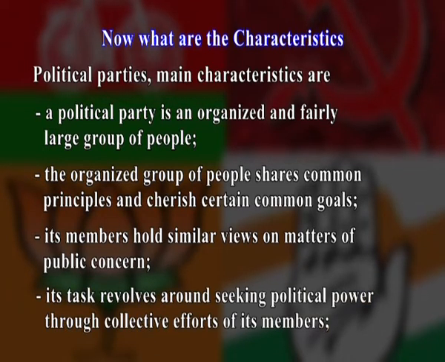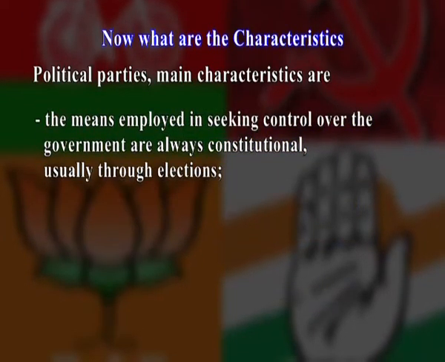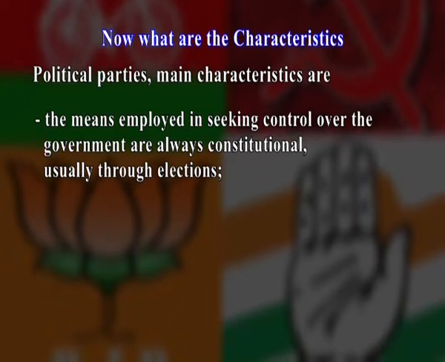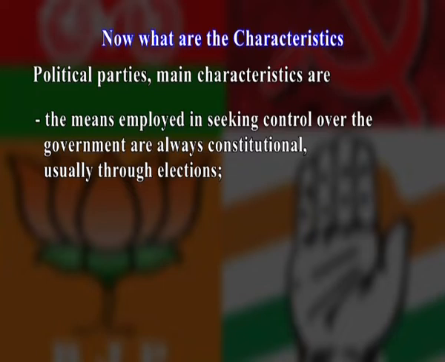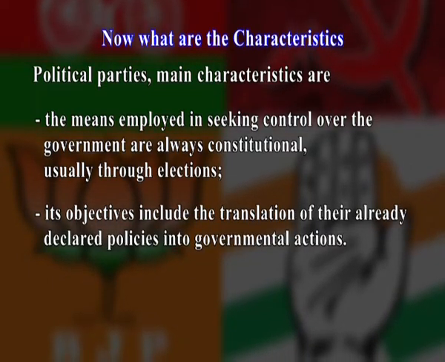Its task revolves around seeking political power through collective efforts of its members, and the means employed in seeking control over the government are always constitutional, usually through election. And the last one includes the translation of their already declared policies into government action. So, these are the broad characteristics of political parties.